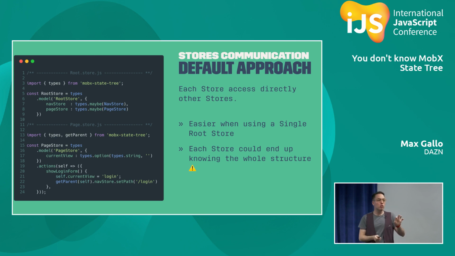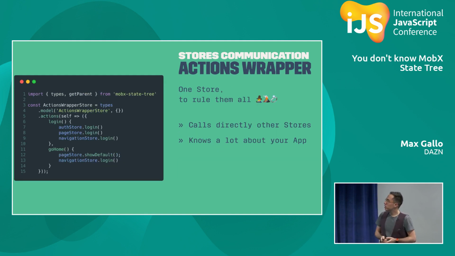You suddenly have one store that knows about the whole structure, which you really don't want. Second approach, actions wrapper, one store to rule them all. So imagine we have a login action. As I told you, a login action typically may have different things involved. You want to update the URL, you want to change the UI, you want to do something else.